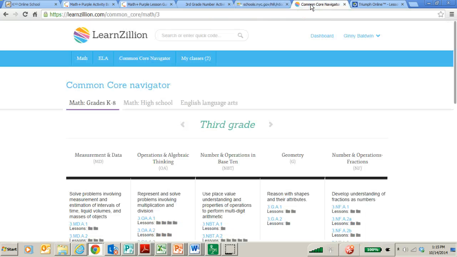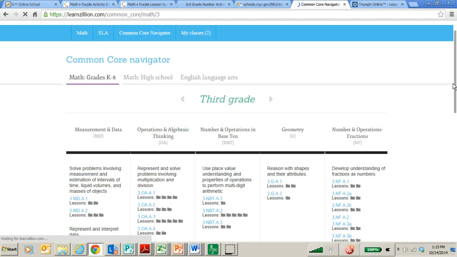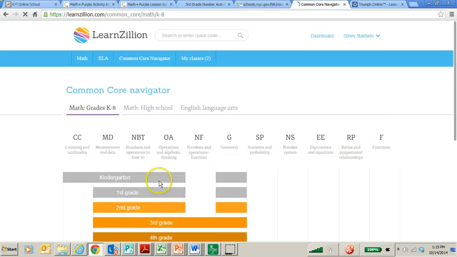Another great resource that I continue to emphasize is Learnzillion. If you have not created your own free account, definitely do that. Then when you create a free account, go to the Common Core Navigator tab. When you go to the Common Core Navigator tab, you will want to click on 3rd grade, and then from there go to the Operations and Algebraic Thinking.